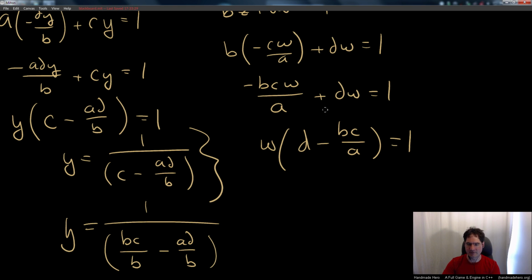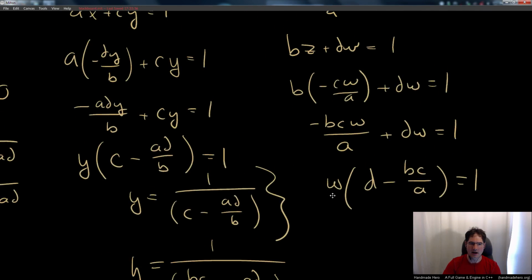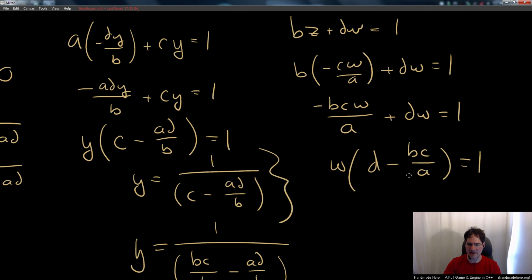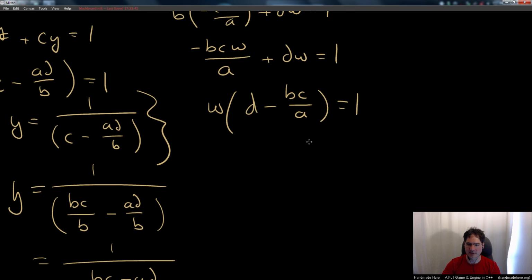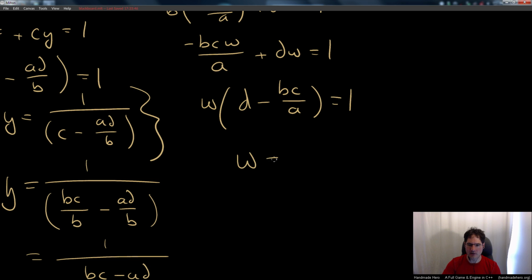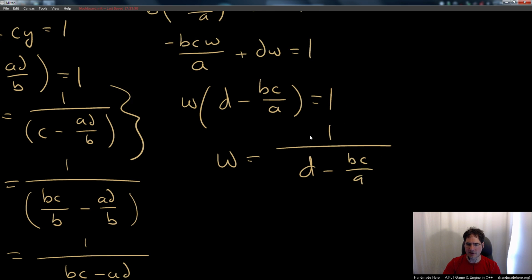Again, like I said, very similar equations because we've just reversed some terms around, but it's basically the exact same system, so it's no surprise that it looks exactly like this one here, only with some of the letters changed around. So again, I can finish solving for w. I would get 1 over d minus bc over a. There's my inverted term.